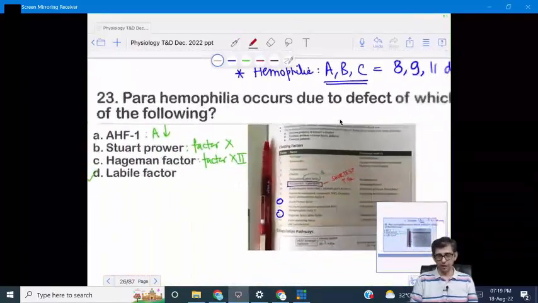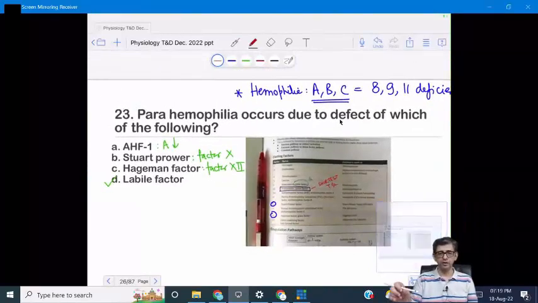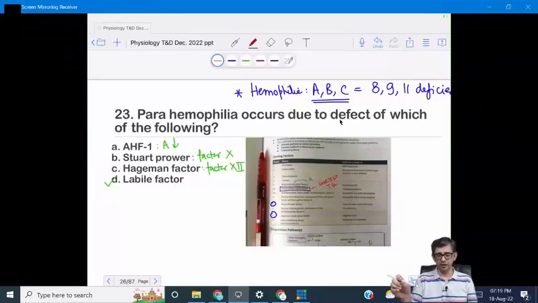Answer to 23 is option number D. Parahemophilia is a defect related to factor 5 basically. That's called the labile factor.